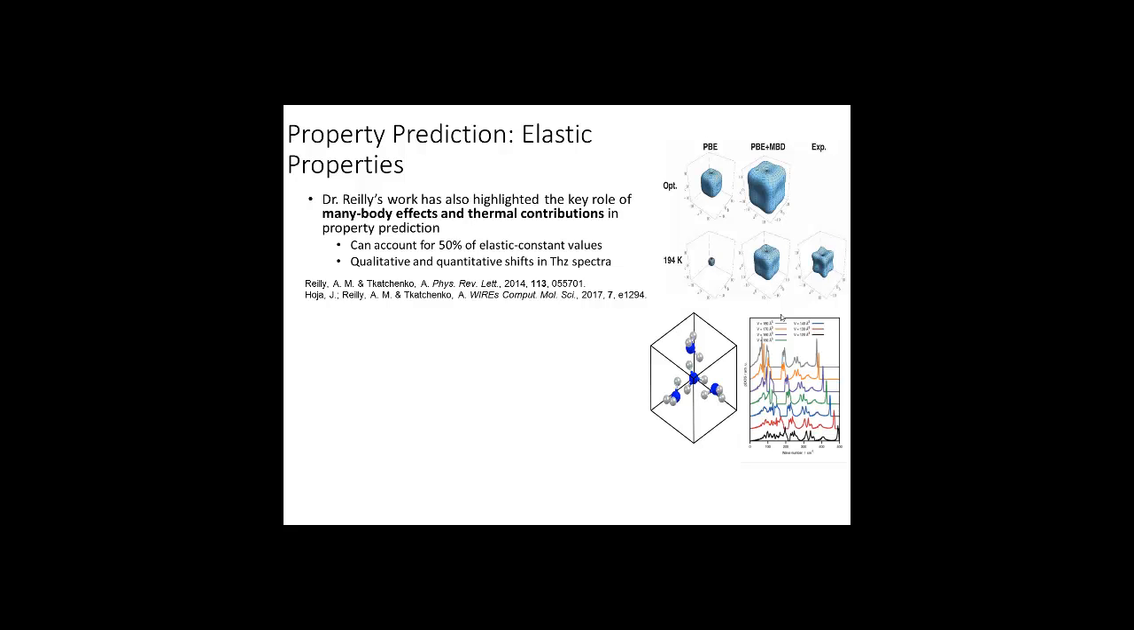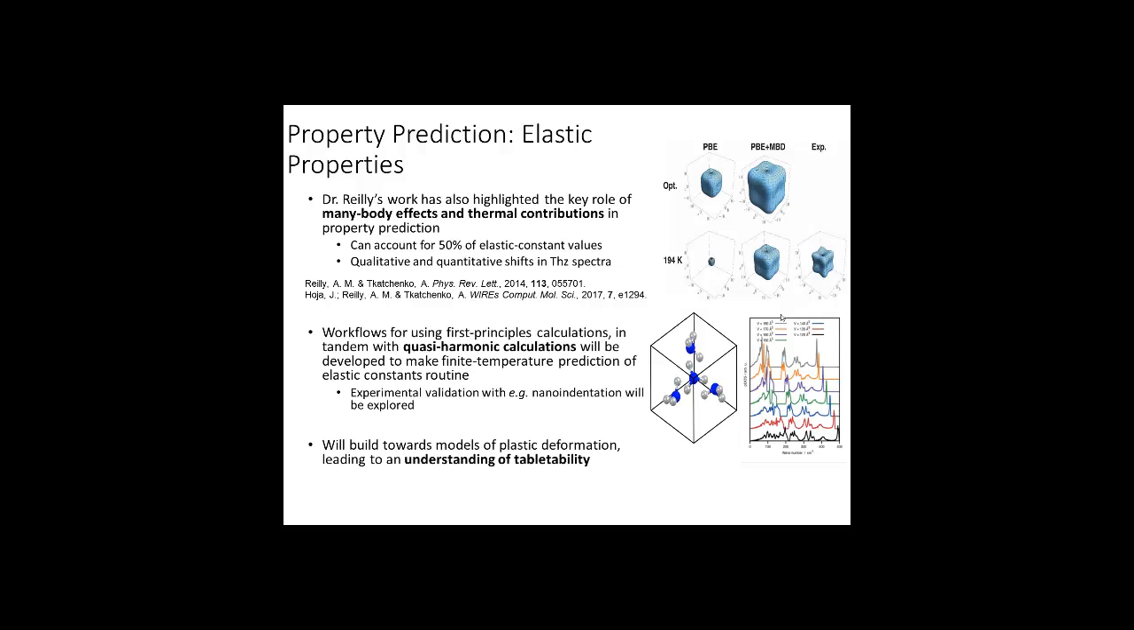Some of the work we do here in terms of crystal design is predicting elastic properties. So that's very important, for example, if you want to understand and predict tabletability. What Anthony's work showed here is that both many-body effects and also thermal contributions are very, very important in prediction. So what's shown here is calculations that he did on the Young's modulus, the stress-strain response of ammonia, but with and without van der Waals corrections and with and without thermal corrections, comparing with experiments.